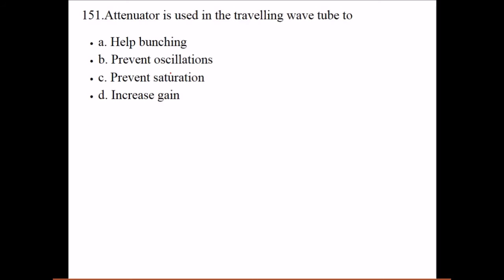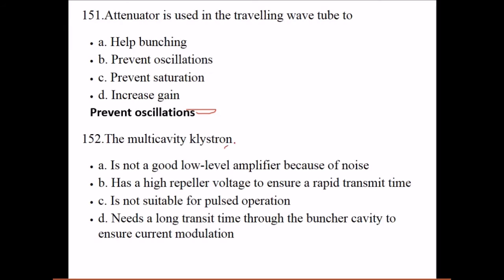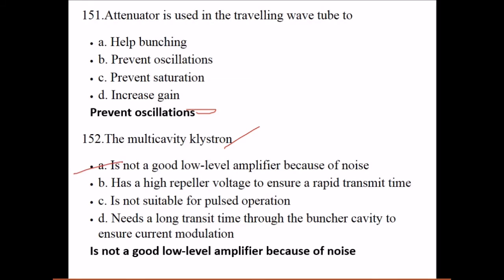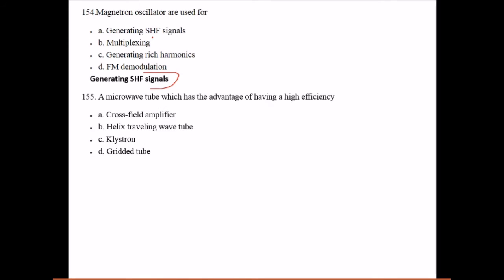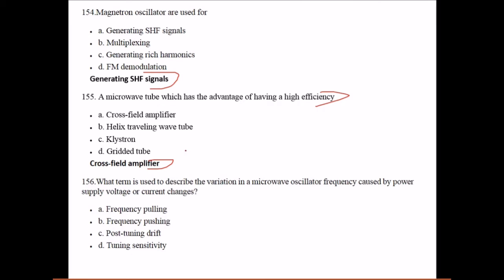The attenuator is used in the travelling wave tube to prevent oscillation. The multi-cavity klystron is not a good low-level amplifier because of noise. So this one is correct. Magnetron oscillators are used to generate SHF signals. We have already seen this one. The microwave tube which has the advantage of high efficiency is the cross-field amplifier. Now, what term is used to describe the variation in microwave oscillator frequency caused by power supply voltage or current changes? It is frequency pushing.